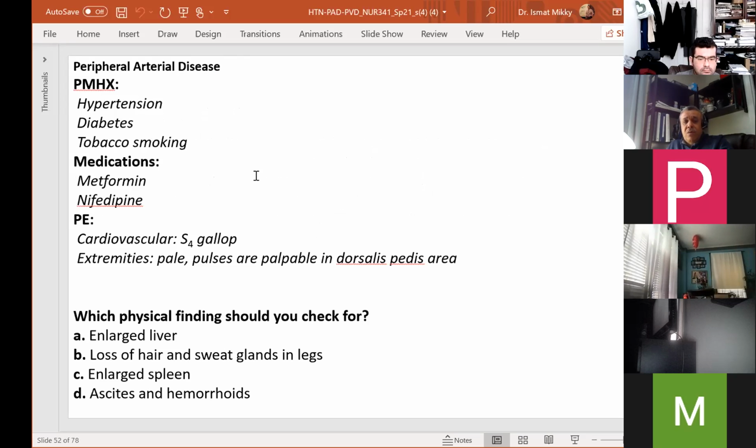So the first question, I believe we went over this when we discussed the manifestations of PAD. Which physical findings should you check for? It will be the loss of hair and sweat glands on the legs because of this decreased perfusion, right?